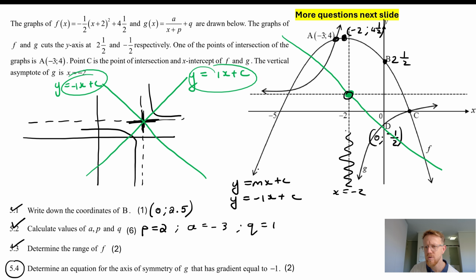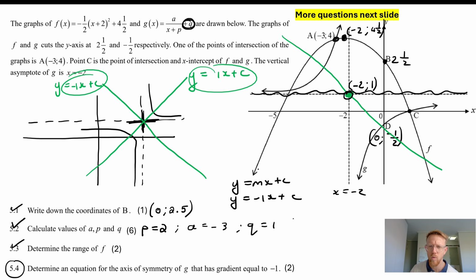It's -2. Remember, any point on that line has an x value of -2. And then the y value will be whatever this asymptote is. But we can get that now because we have this equation. We know that the q value is 1. So we know that this y value is 1 anywhere on this line. Okay, so we have that coordinate.